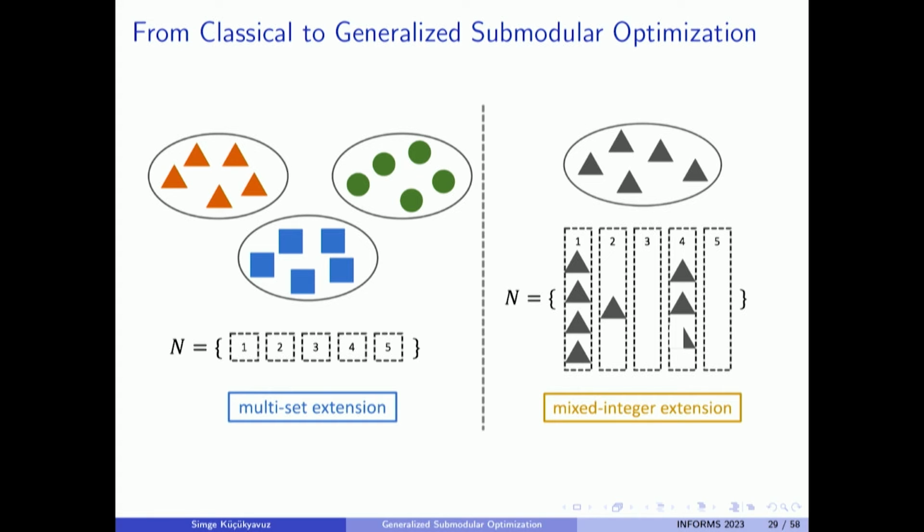Today, in the interest of time, I'm going to stick with the multi-set extension, but it's really very interesting to look at these mixed integer extensions where we, again, take a very non-convex, non-concave function, and we are able to exactly characterize these with mixed integer linear programs with linear constraints.